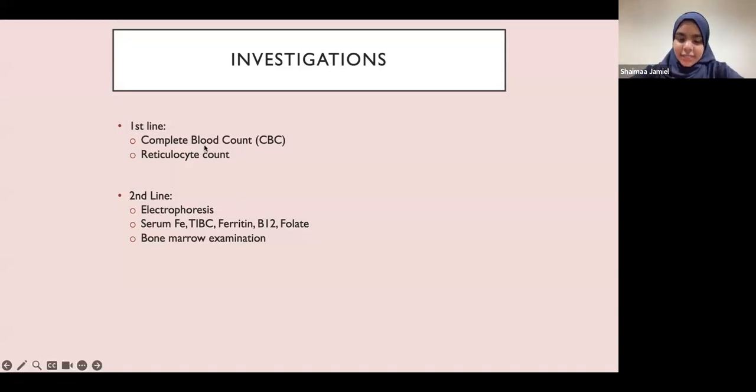So the first line tests would include complete blood count, CBC, and we're going to look at that, and reticulocyte count. And then second line would be electrophoresis. It's part of another session, so we'll not go into it. And then other specific tests like serum iron, B12, folate, and bone marrow examination.